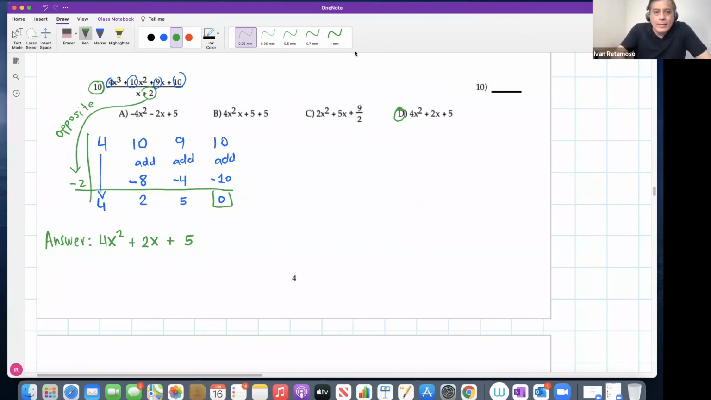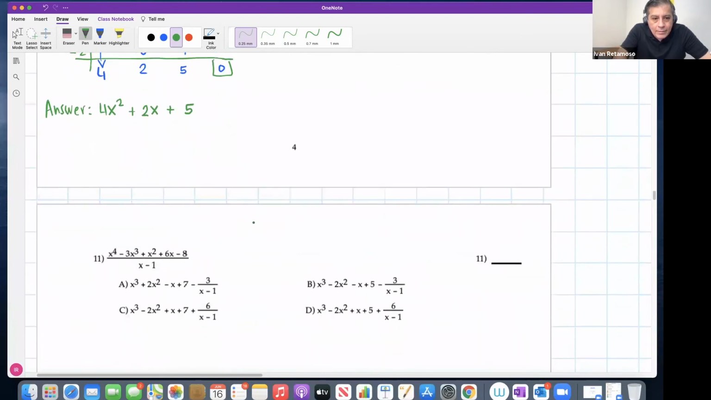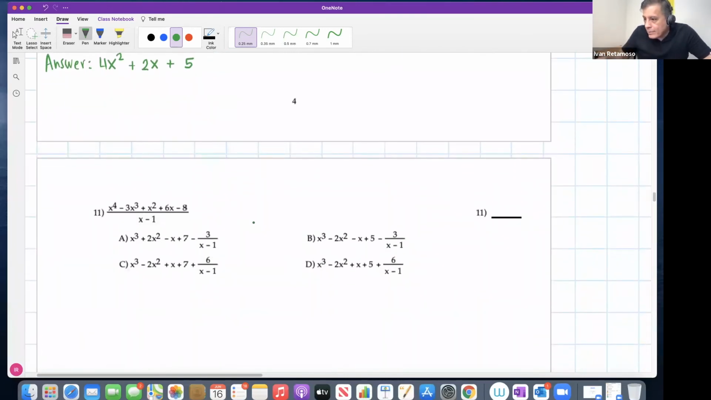Yeah, you see, it's much simpler than the long division, but the thing is that it's limited, unfortunately, right? It's just for this type of divisors. But that is going to help us a lot in the next section. So I wanted you to master this. So next question, let's try this one.